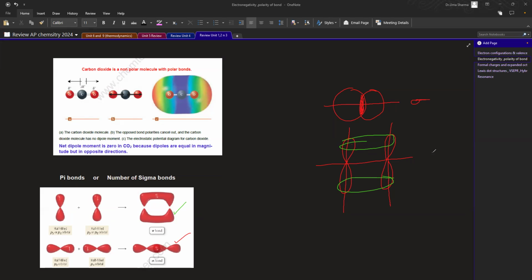So which bond is stronger, sigma or pi? Which one is stronger? Sigma bond is stronger or pi bond is stronger? Remember, pi bond is formed by sideways overlapping. Sigma bond is formed by real overlapping on the axis. So remember this. This can be a question. Sigma bonds are stronger. Pi bonds are weaker. Okay, so that's the meaning of sigma and pi bonds.